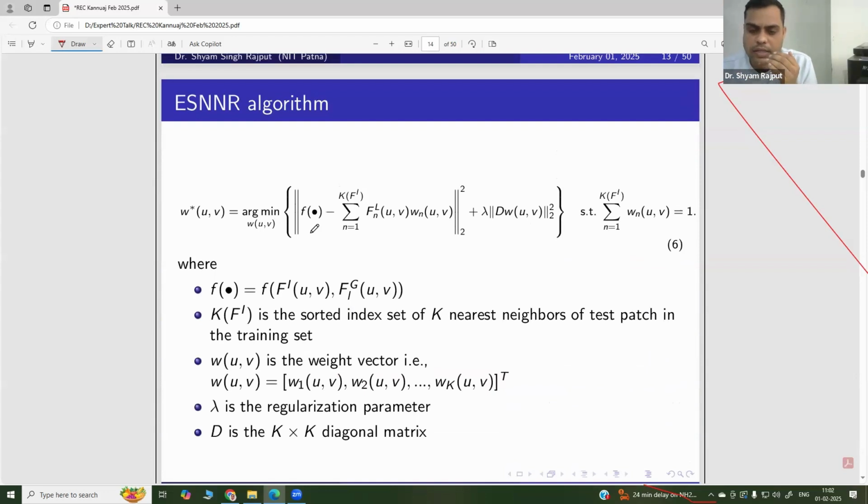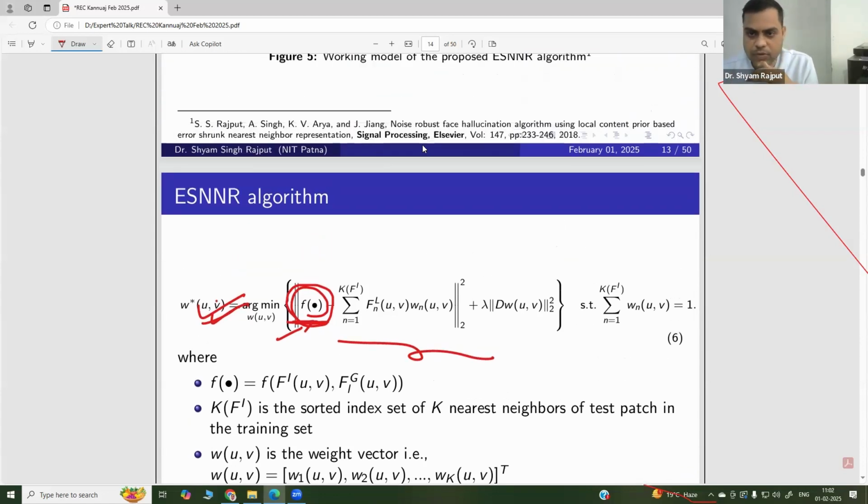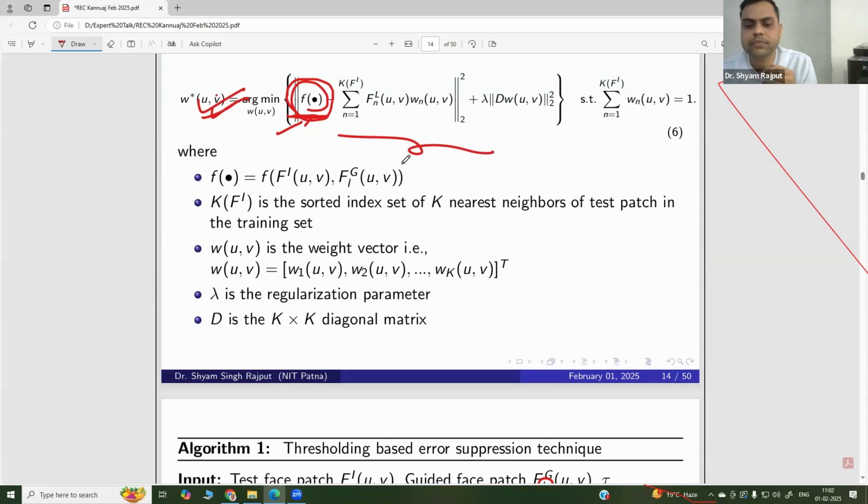So in our objective function, we are not passing direct input images. We are applying a thresholding weight algorithm to replace pixels. First of all, we are detecting the noisy pixels, then we are replacing the pixels, then we are computing the weights. So this is the one small difference, and this idea was published in signal processing in general.